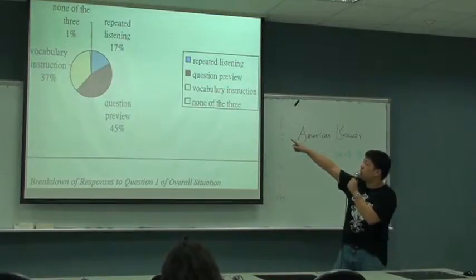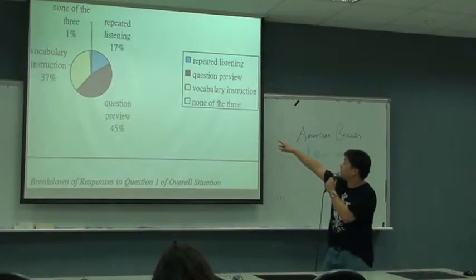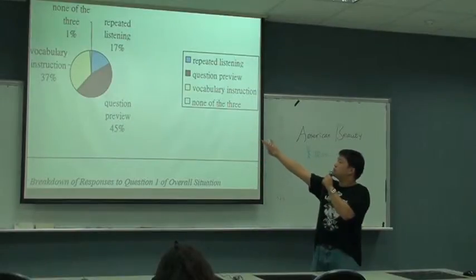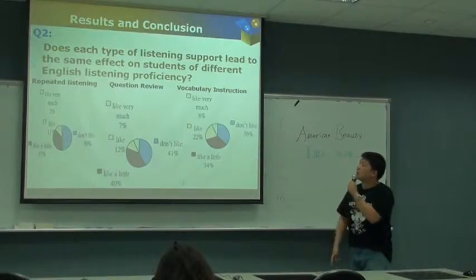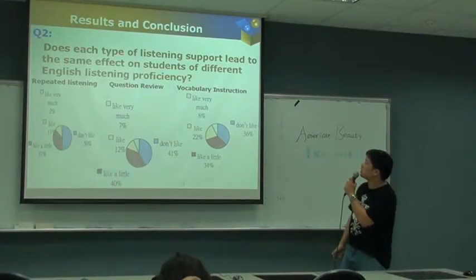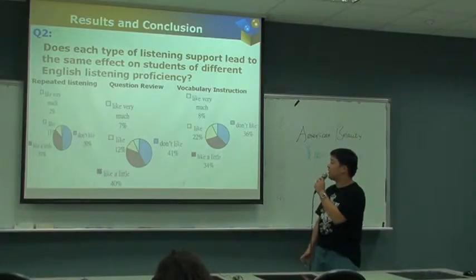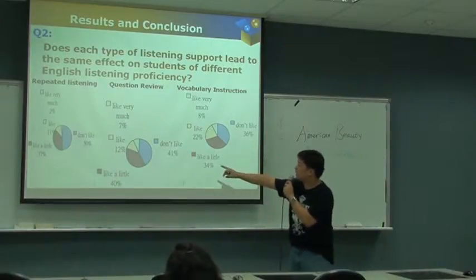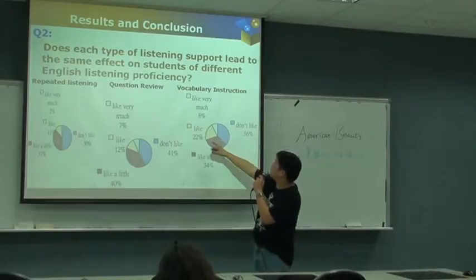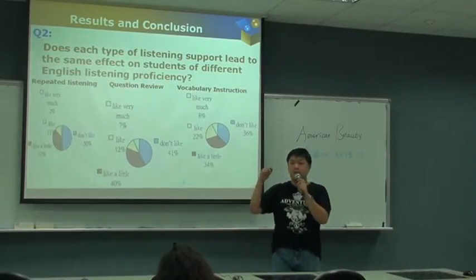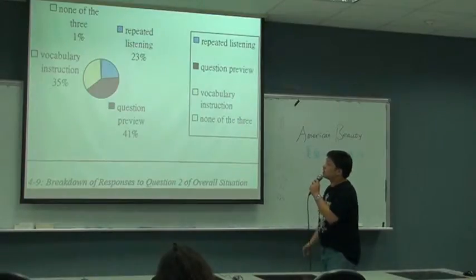So overall, that's their preference. So you got these results overall. And then, does each type of listening support lead to the same effect on students of different English listening proficiency? Yes, they have effects. So, as you can see, for the likeness, the highest one is vocabulary instruction. They like it. They think that helps them to understand. But there will be something interesting later.